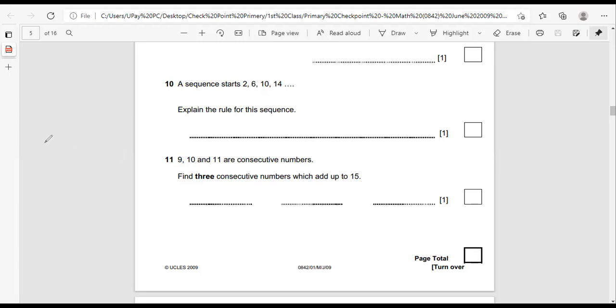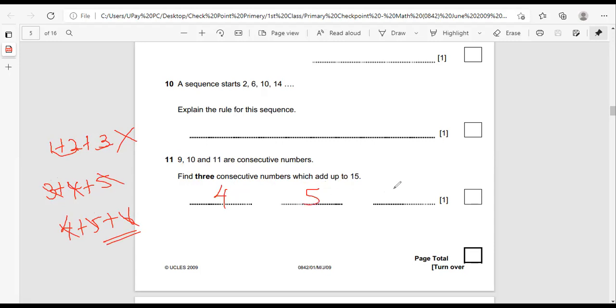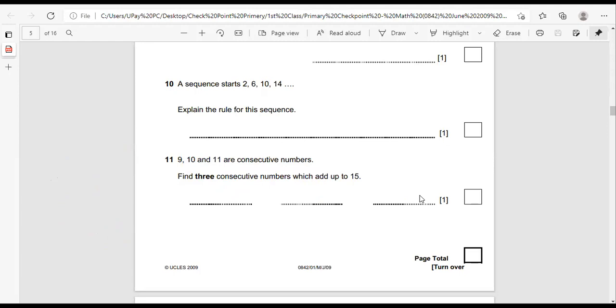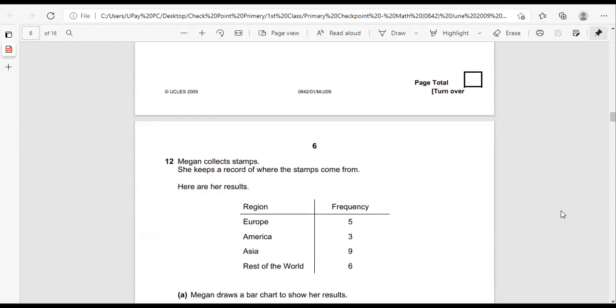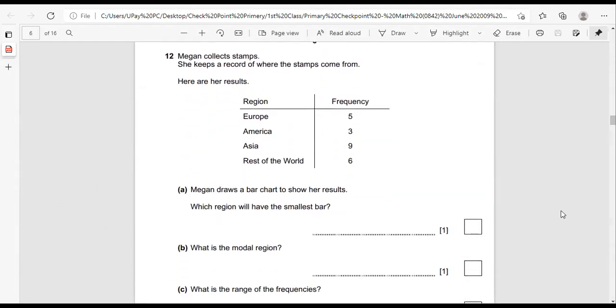So you have to think what the numbers are. You can try 1 plus 2 plus 3, that is 6, more is needed. Then 2 plus 3 plus 4 is 9, more is needed. Then 4 plus 5 plus 6 makes 15. So the answer is 4, 5, 6. Moving on, question number 12. Megan collects stamps. She keeps a record of where the stamps come from.